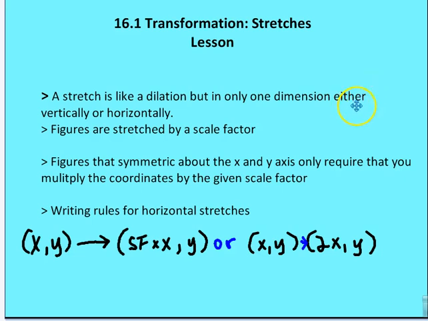Figures are symmetric about the x and y axis. We only require that we multiply the coordinates by a given scale factor, and that's what we're going to do today. So when we write a rule for a stretch, similar to the rules that we've been writing, in parentheses x comma y with the arrow, and then we write the scale factor times x, and then comma y. And in this case, I give an example where the scale factor for x only is going to be 2.